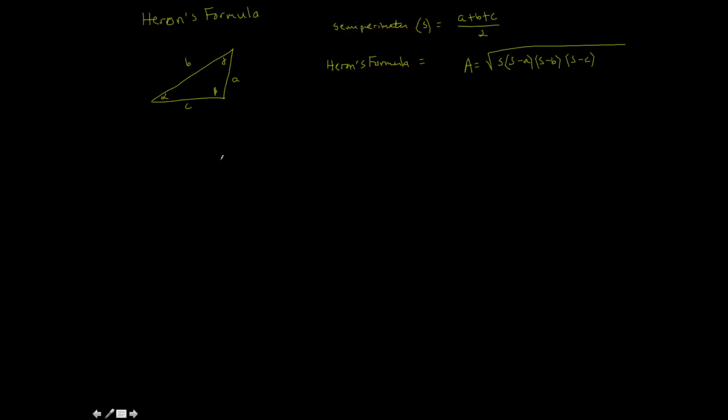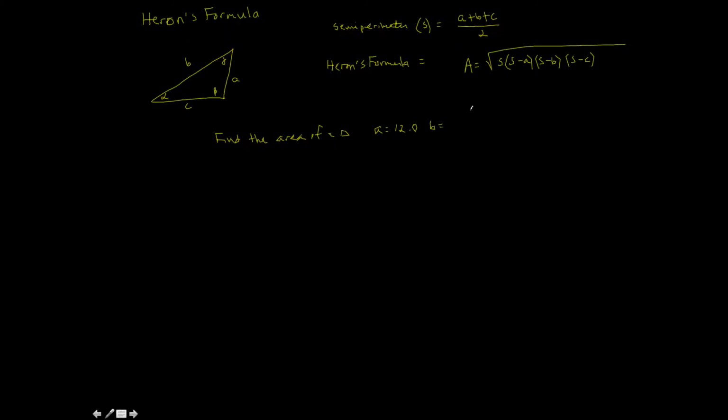So let's look at an example of this. So let's find the area of a triangle that has sides listed as follows. A equals 12.0.